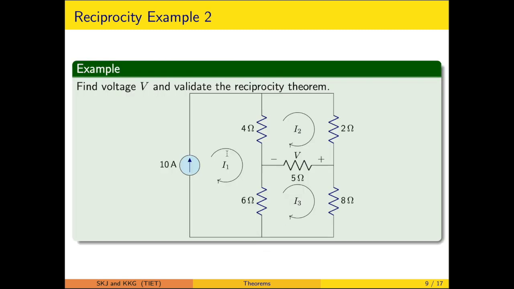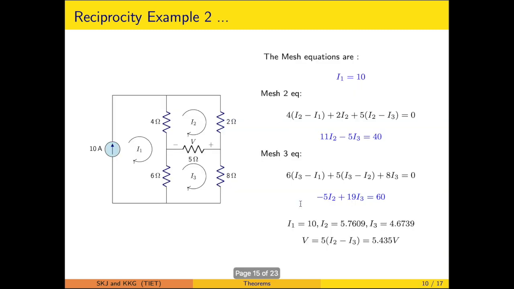This is also a slightly different story, where now the source is the current and the response is the voltage. Again we will make use of mesh analysis to analyze this circuit. This 10 ampere is the mesh current I1, so we have to write the mesh equations for the second and third meshes only, keeping I1 as 10 ampere. So I1 is 10, that is, the first mesh current is known.